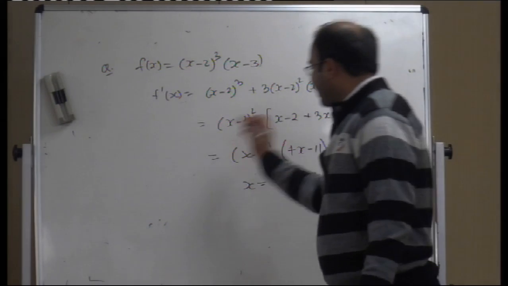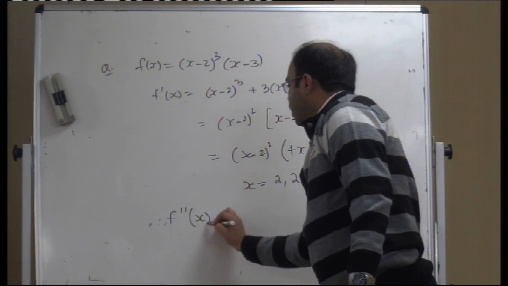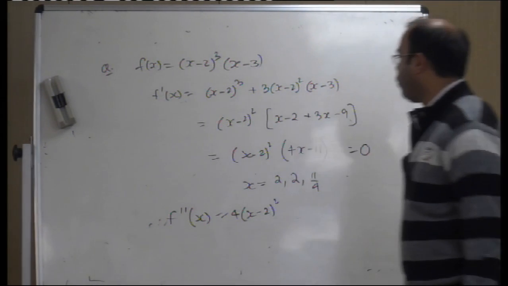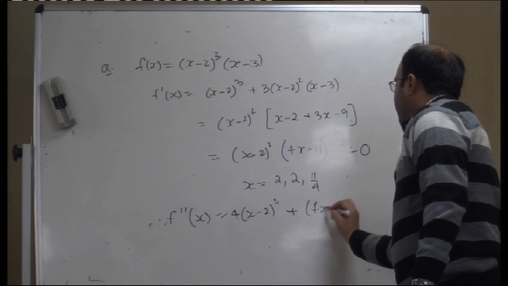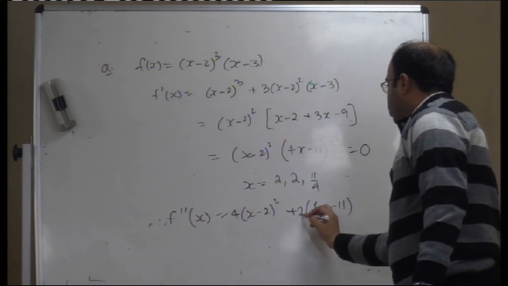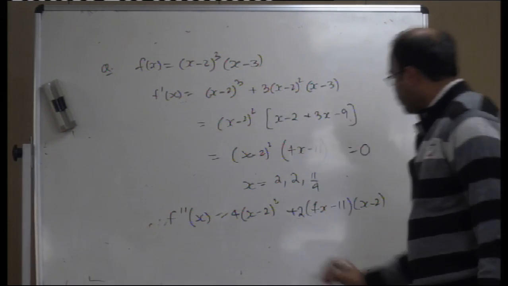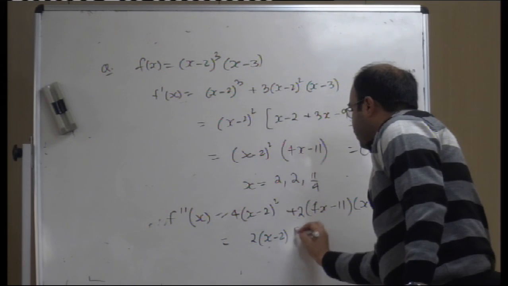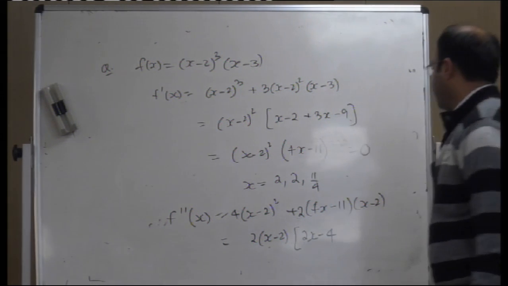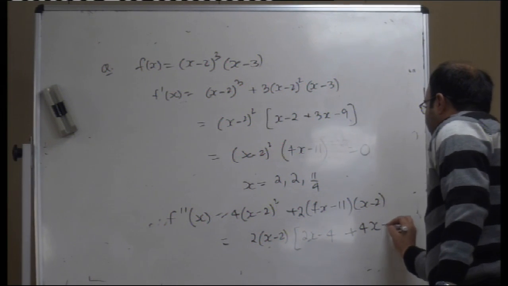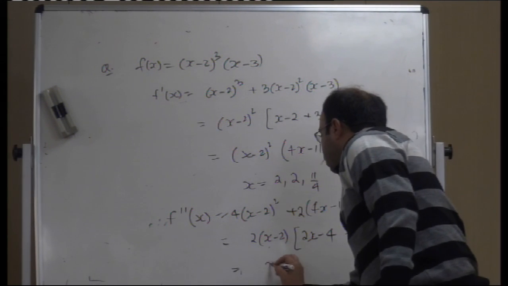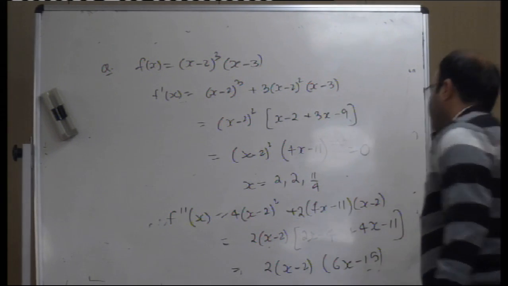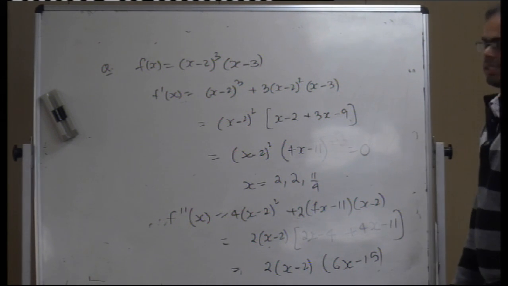Now when we talk about its double derivative, we differentiate again: take x minus 2 whole square and differentiate this. This would become 4 plus 4x minus 11, and differentiate this, 2 into x minus 2. This would become 2 into x minus 2, 2x minus 4 plus 4x minus 11. So this would become 2 into x minus 2 into 6x minus 15. Now this value is the double derivative.